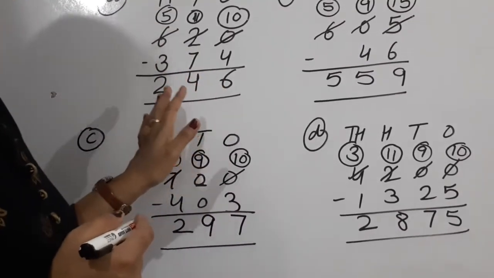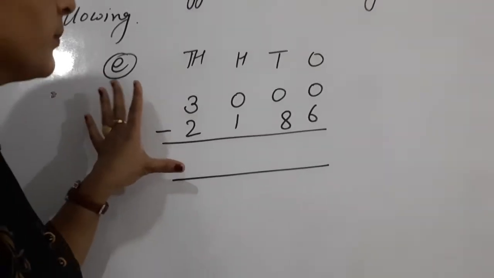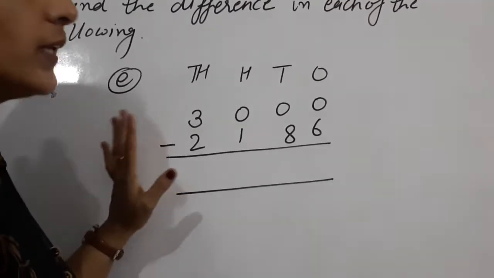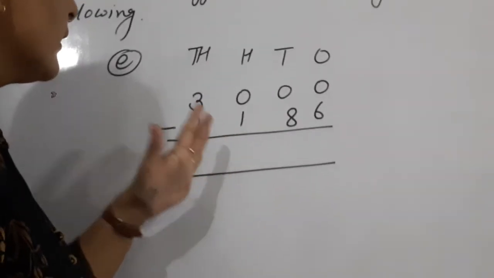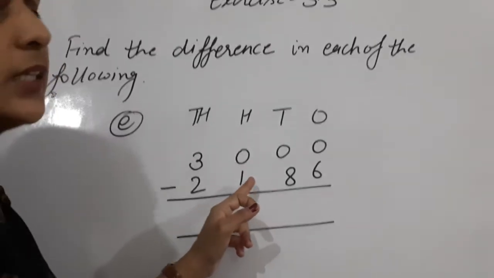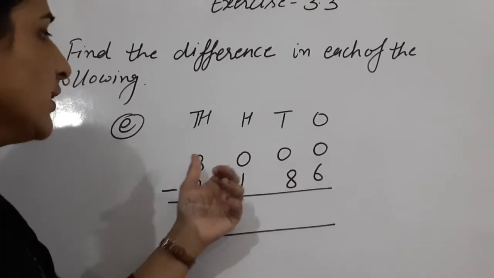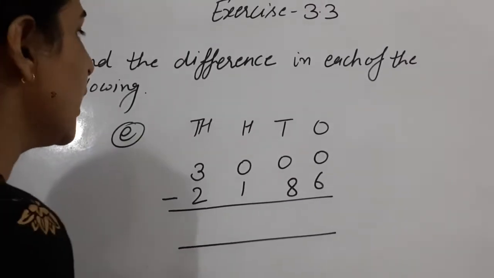Okay, student? So now the part number E of question number 1. This is the last part of that question. Again in this question we do the regrouping. Clear? So here is 3000 minus 2186. From 3000 we subtract 2186. So let's see how we do.